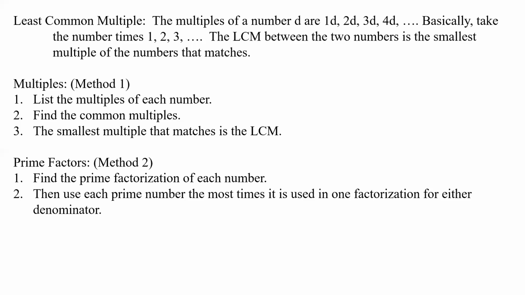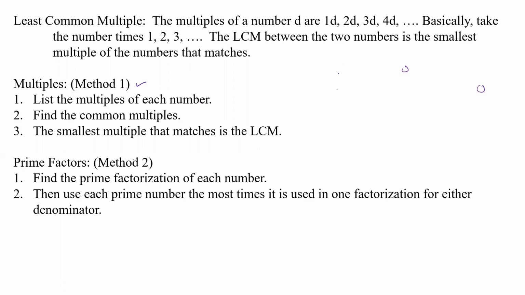And we'll see what we're talking about here in a little bit. So that's the first method. We list all the multiples of each number, and maybe it's here, and we have to multiply out here, and those two are the least common multiple. The smallest multiple that matches is the LCM.